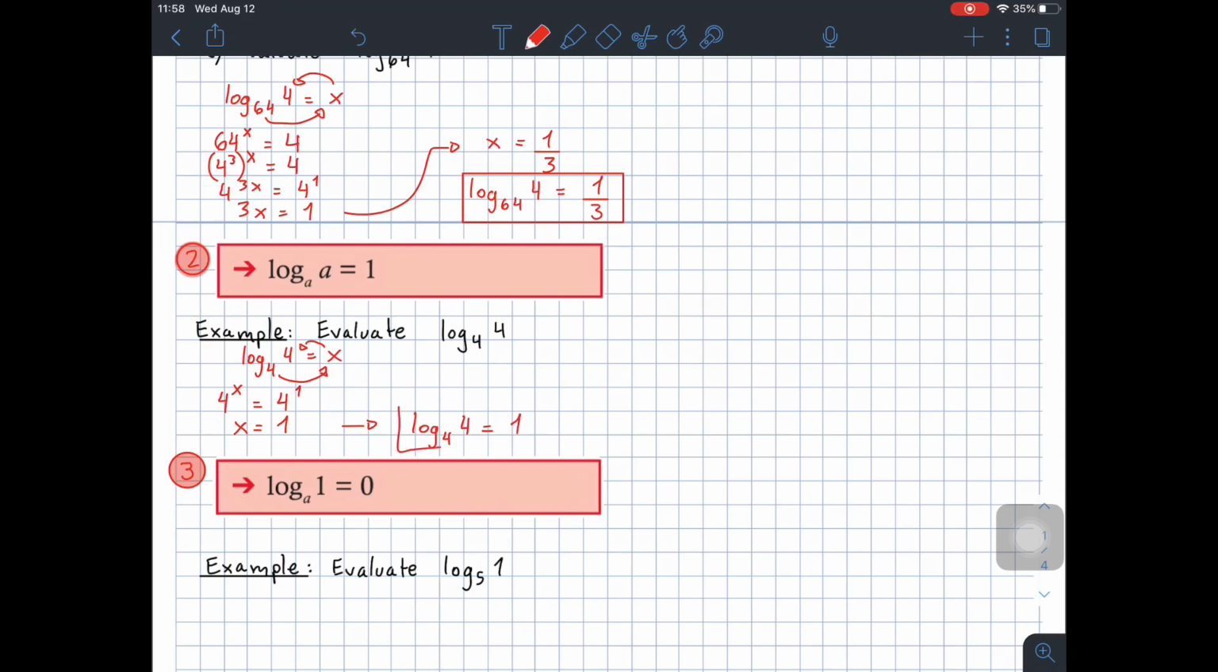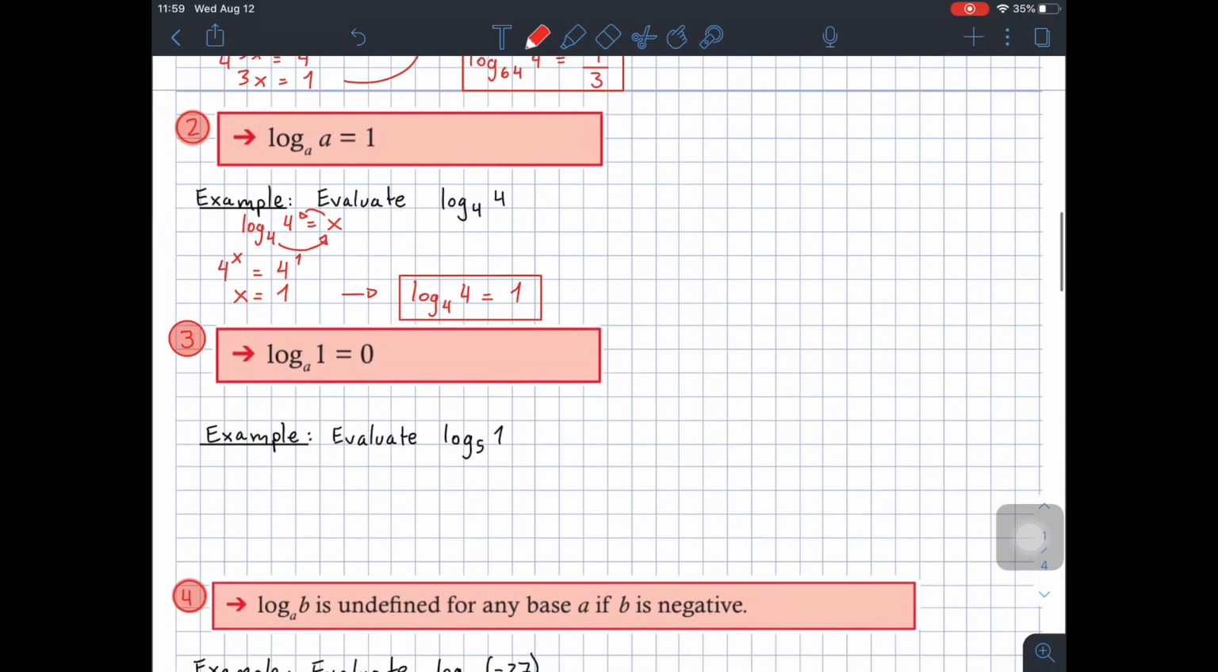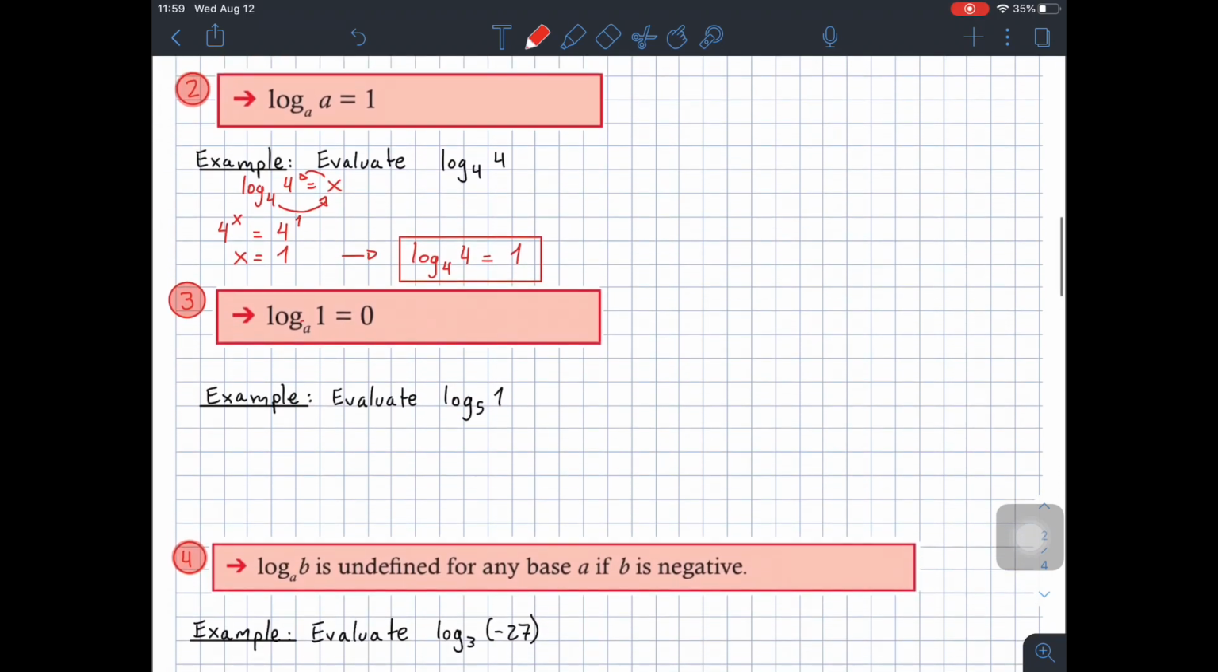So we prove that whenever the base is the same as the argument, the result is always going to be 1, okay? That's exactly what we're proving here. Let's move on to a third property. It says log base a of 1 is always equal to 0. So when the argument is 1, the result of the logarithm is always 0.